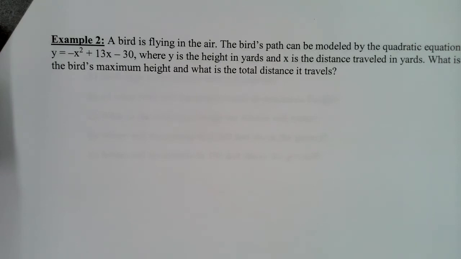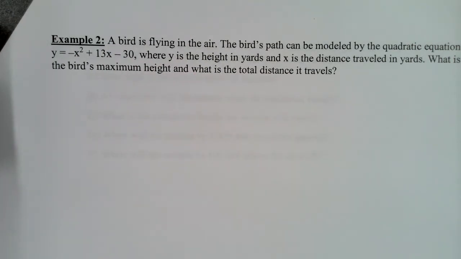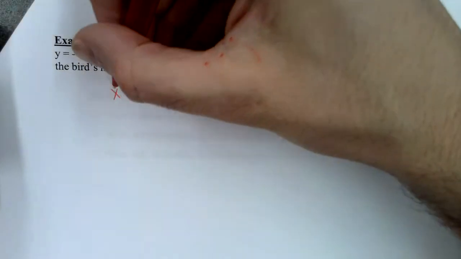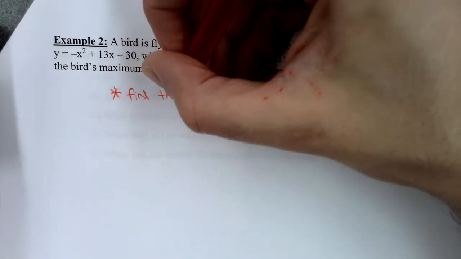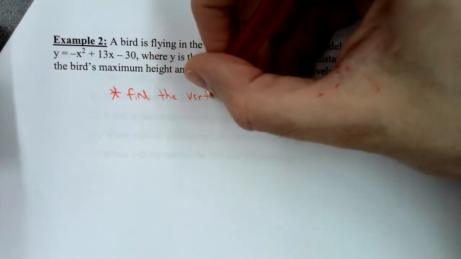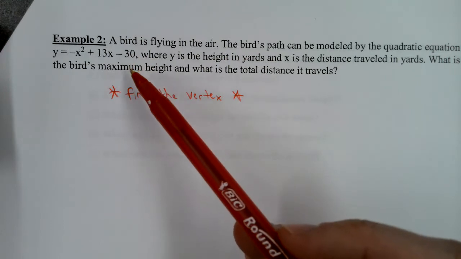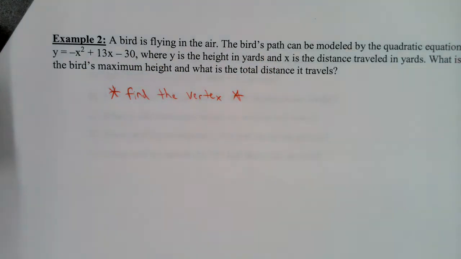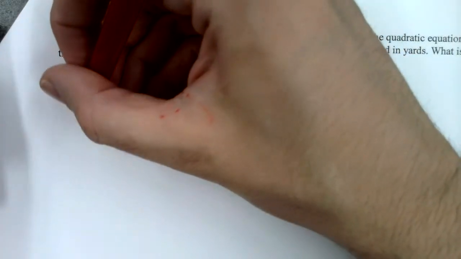Okay, so when I see maximum height, the first thing I think of is find the vertex. We'll find the vertex to get the maximum height first, and then we'll focus on the distance it travels. So let's find the vertex. Let's start with the axis of symmetry.